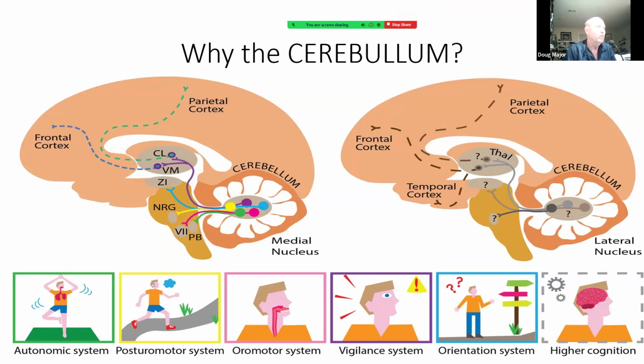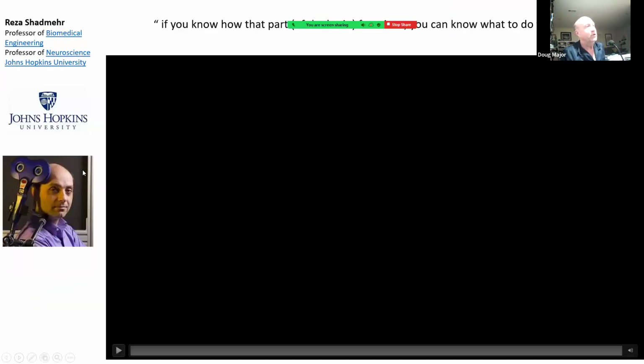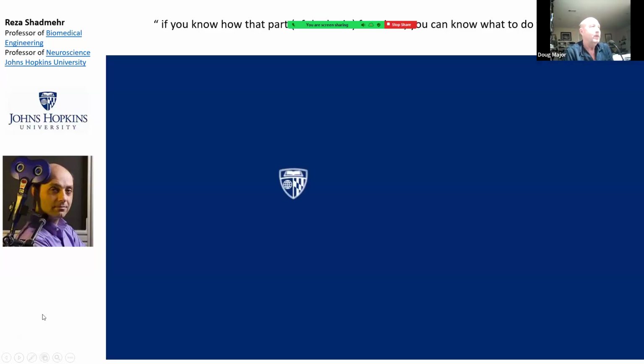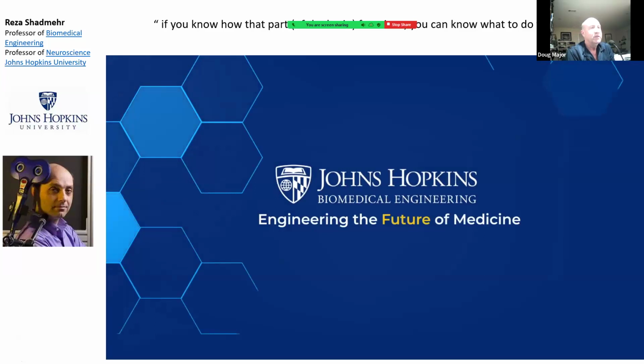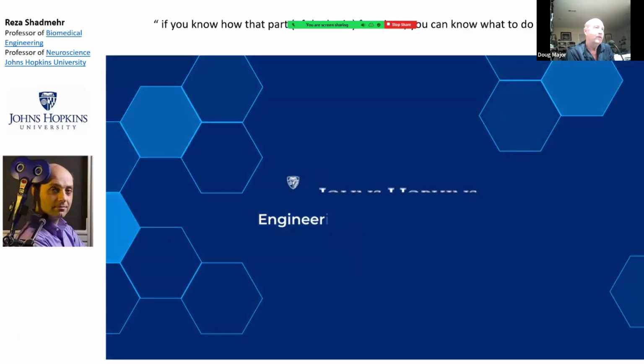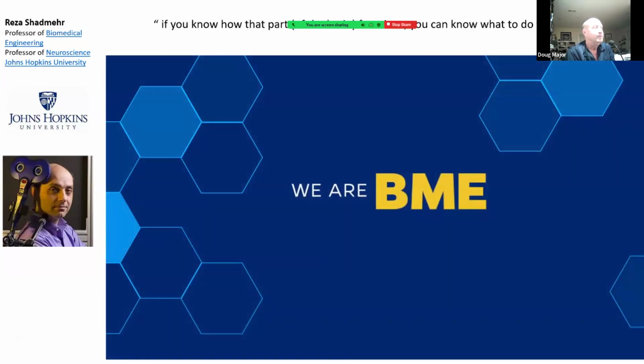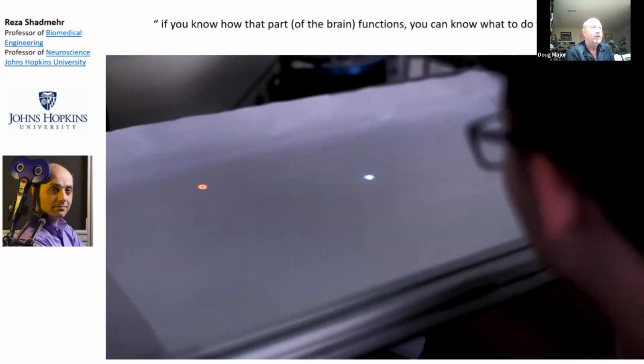So why the cerebellum? Well, we used to just call it a motor system, but now it's connected with autonomics, the posture system, the oral system, the ocular motor system, the vergence system, and the higher cognition areas. And so at this time, I'd like to introduce Reza Shadmehr. He's got a great lab at Johns Hopkins, and Johns Hopkins is a hotspot for cerebellar work. He's put together a wonderful webinar, and we're going to hear from him.